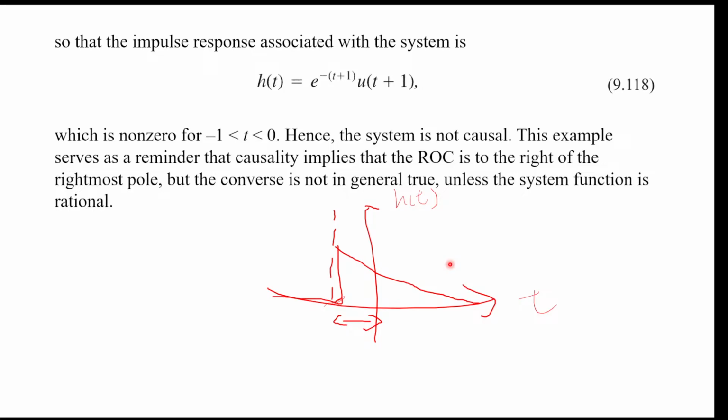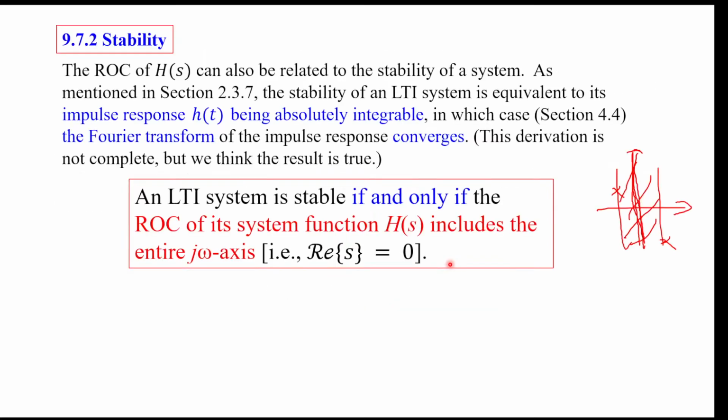So that's causality, and stability is somewhat easier because you don't have so many cases. You see that stability can, once again, be analyzed with the ROC only. The ROC of H of s tells us stability.